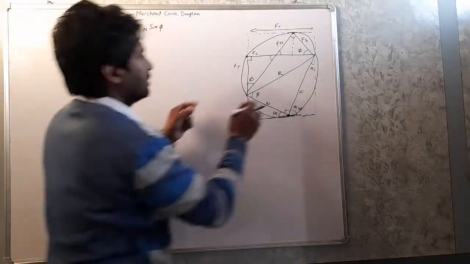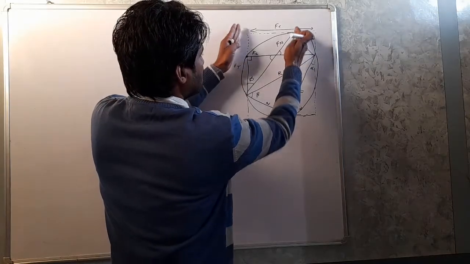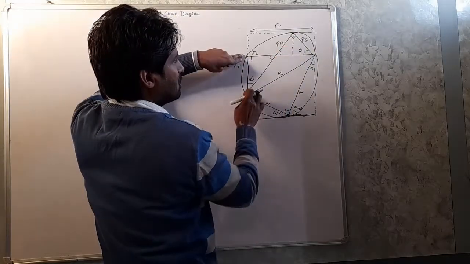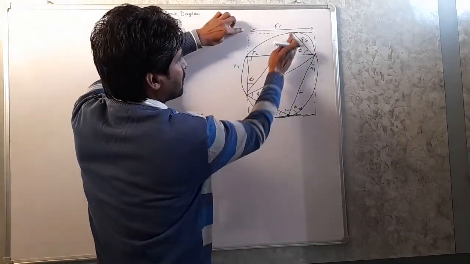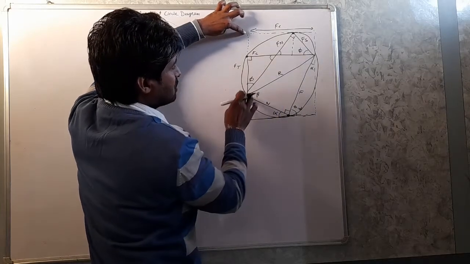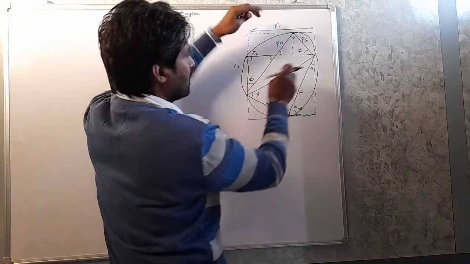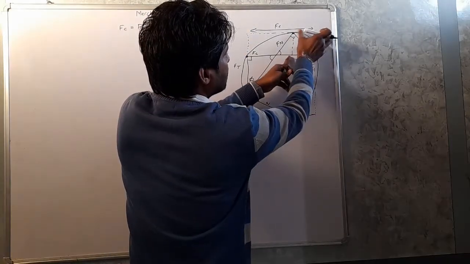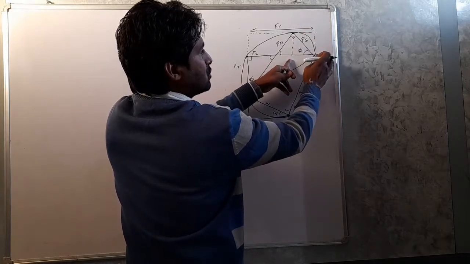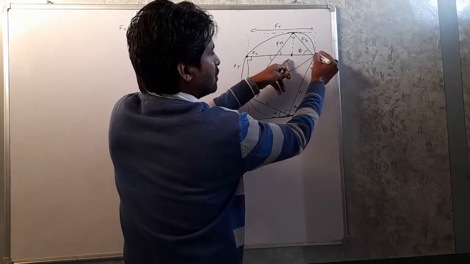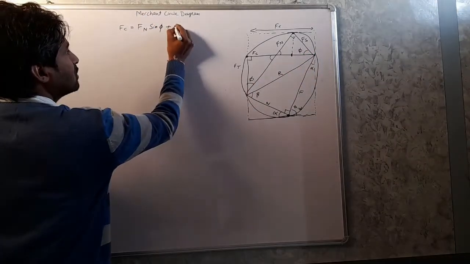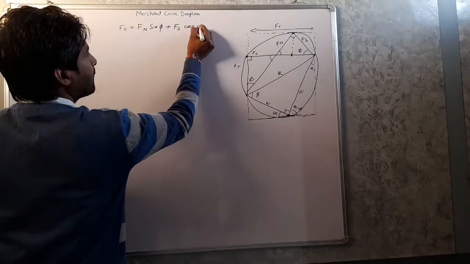Fn sin phi, because this length is equal to this length and we have to find this length. So we are considering this triangle. So this length is Fn sin phi and this is equal to Fn cos phi. Similarly, this length is equal to this length and this line is shear force Fs line. So this length from this point to this point is Fs cos phi plus Fs cos phi.